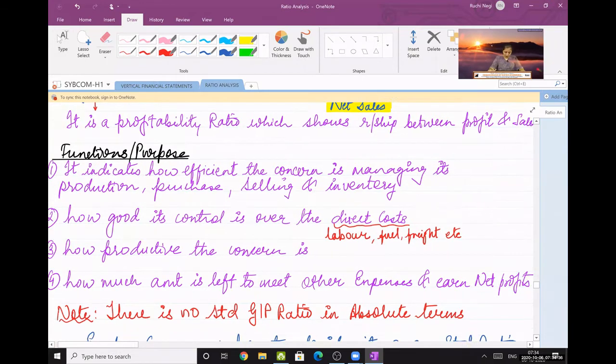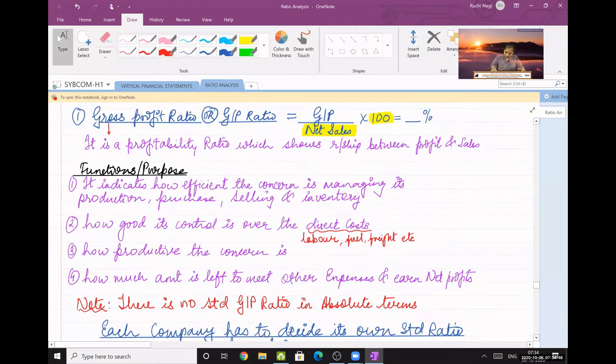Okay. So how much amount is left with the company so that it can meet its other expenses, and how much net profit it can make. Okay. See, how do you calculate net profit? If my revenue, my selling price, is 10 rupees, my COGS is say 4 rupees, so my gross profit is how much?